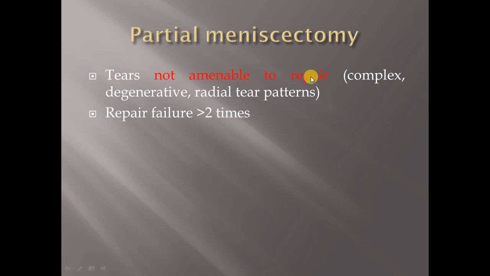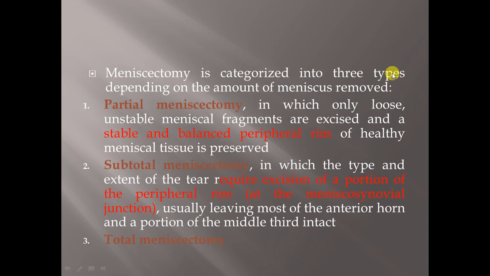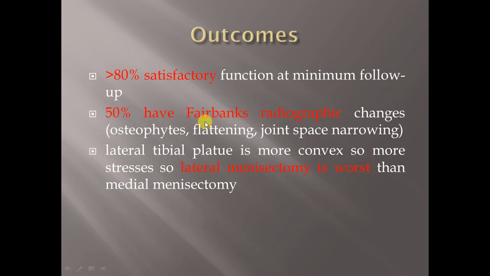So for partial meniscectomy, after discussing the pros and cons of each option with the patient, if the tear isn't repairable, you can do partial meniscectomy. There are 3 types. In partial meniscectomy, the peripheral rim remains intact, which contains the circumferential fibers at the menisco-synovial junction. If you disrupt this peripheral rim, this is subtotal. If you remove the meniscus totally, this is total meniscectomy. We are doing only partial meniscectomy.